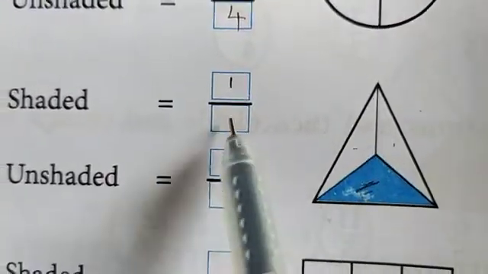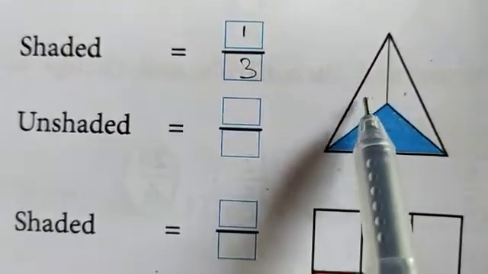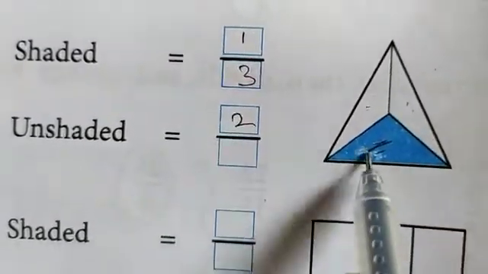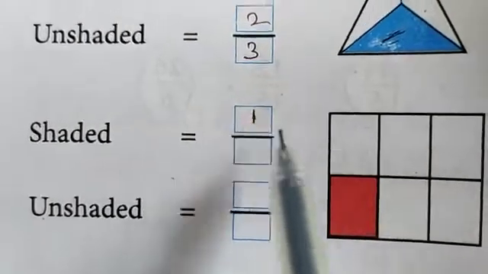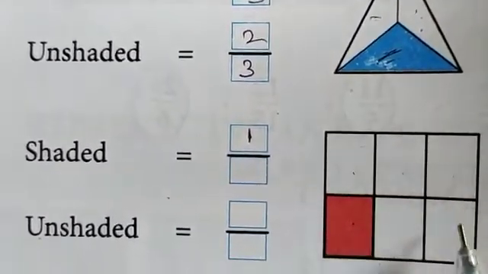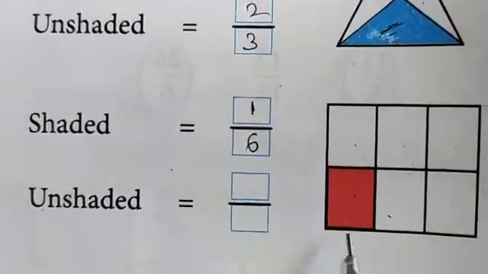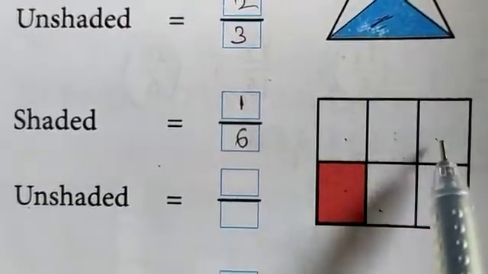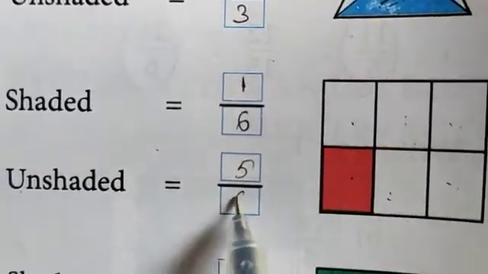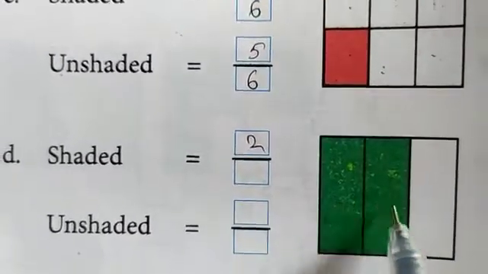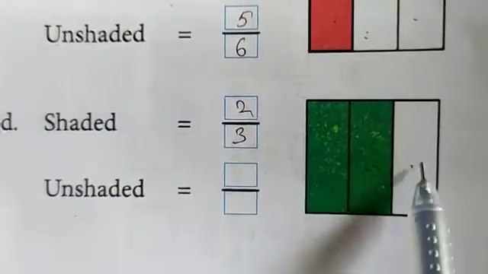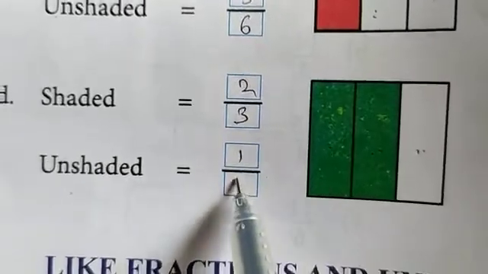Here 1 by 1, only 1 is shaded, no? Total parts 3. How many are unshaded? 2. Total parts are 3. Here shaded 1. Total parts 1, 2, 3, 4, 5, 6. Unshaded 1, 2, 3, 4, 5. Total parts 6. Now shaded 2. Total 1, 2, 3. 2 by 3. Unshaded 1. 1 by 3.